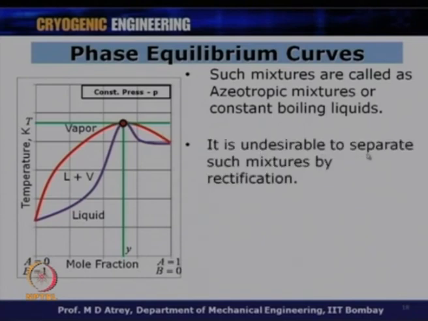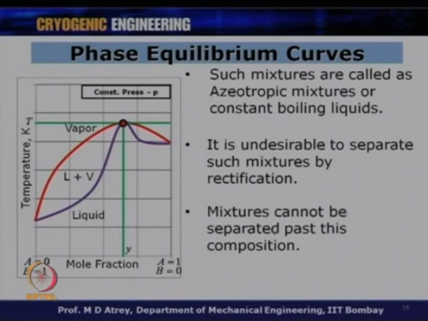It is undesirable to separate such mixtures by rectification. Normally such a mixture cannot be separated by distillation or rectification, because vapor and liquid cannot be differentiated, being azeotropic in nature. The mixtures cannot be separated past this composition. Once we hit this composition, on the left side of it your vapor and liquid can be differentiated, and therefore this mixture can be separated.